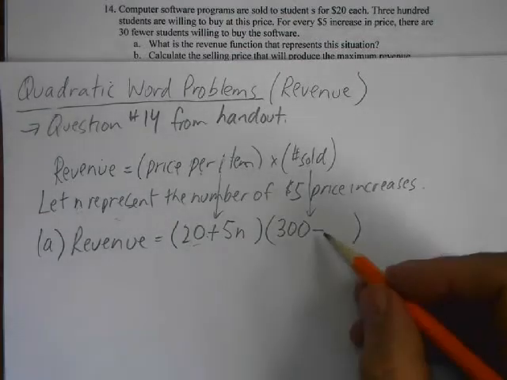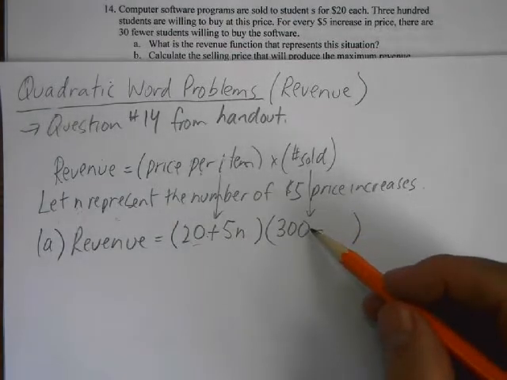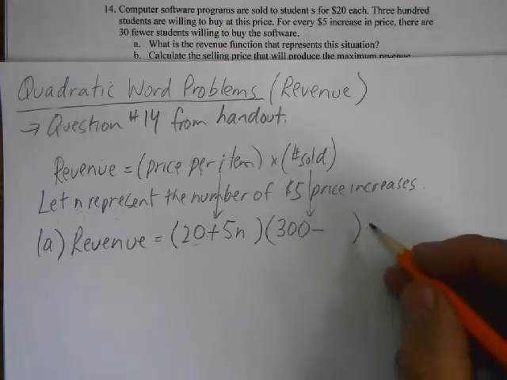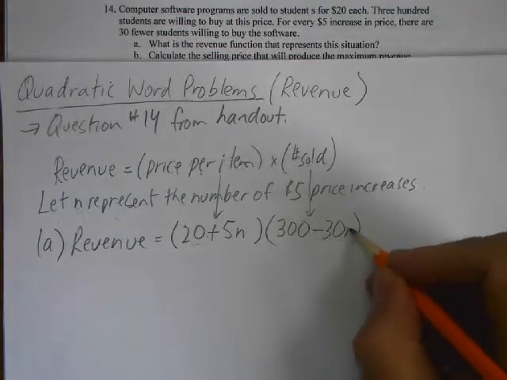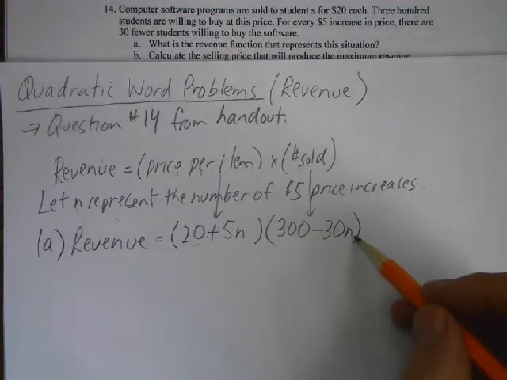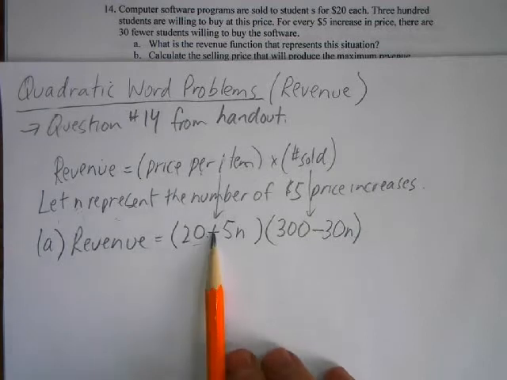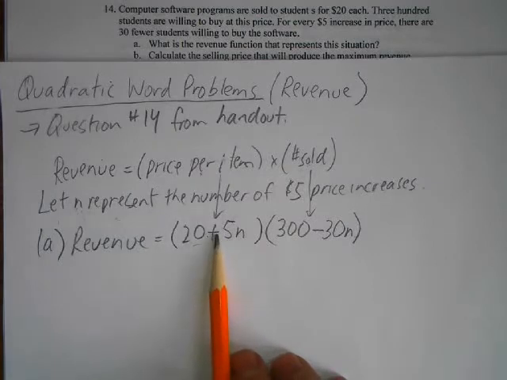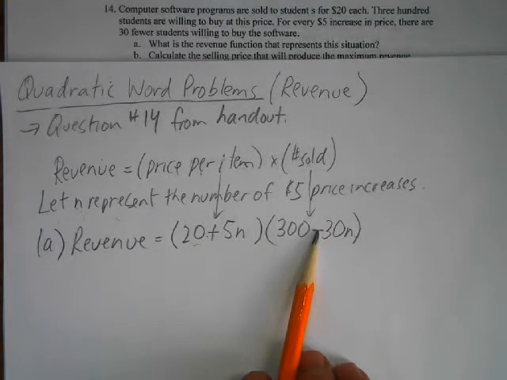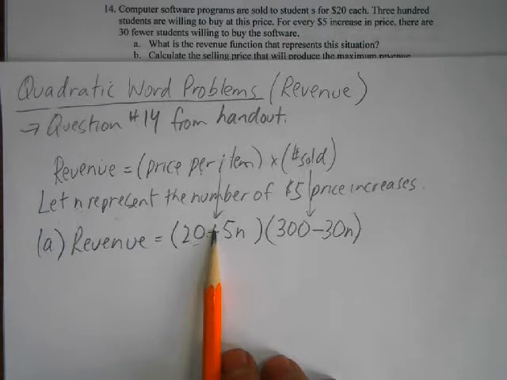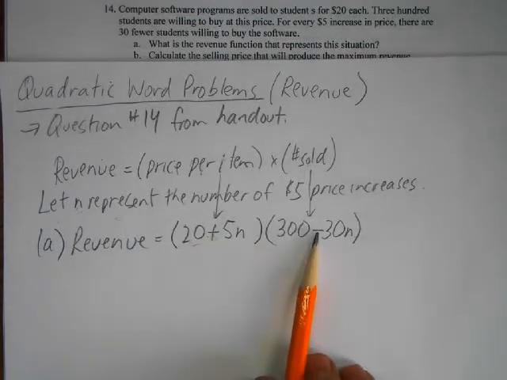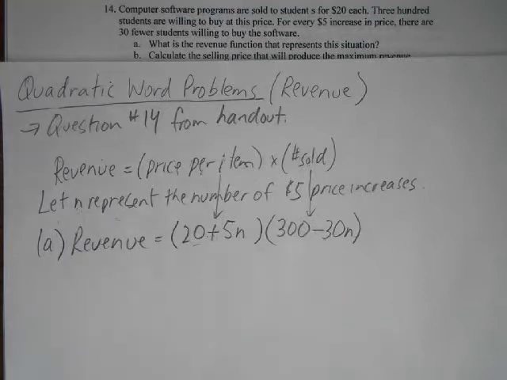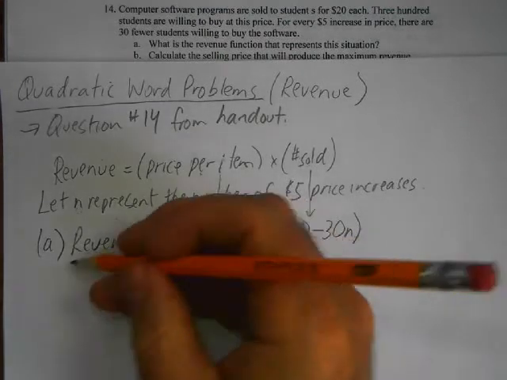The number sold: every time we increase the price once, we decrease the number sold by 30. So that's going to decrease by 30 times the number of increases. Now these two signs will always be opposite. In this case, the question was increasing the price, which causes a decrease in the sales, so you have a plus here and a minus here. If you had a question where you're decreasing the price, this would be a minus for the price, and this would be a plus here because you'd be increasing the number sold. So this is our equation, basically done. This is your answer.